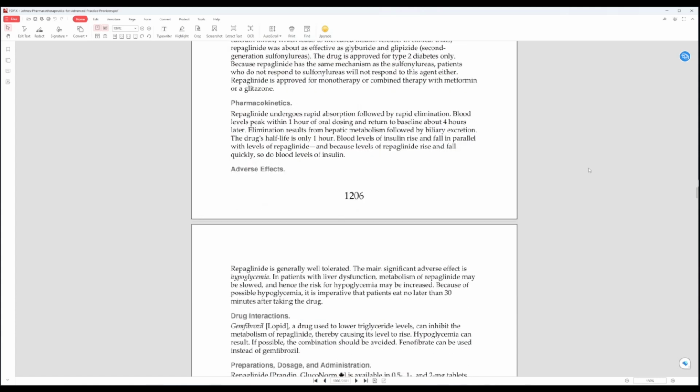Its pharmacokinetics. Repaglinide undergoes rapid absorption followed by rapid elimination. Blood levels peak within 1 hour of oral dosing and return back to baseline about 4 hours later. Elimination results from hepatic metabolism followed by biliary excretion. The drug's half-life is only 1 hour. Blood levels of insulin rise and fall in parallel with levels of repaglinide. And because levels of repaglinide rise and fall quickly, so do blood levels of insulin.